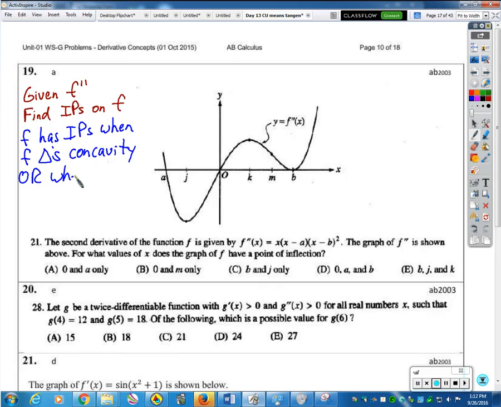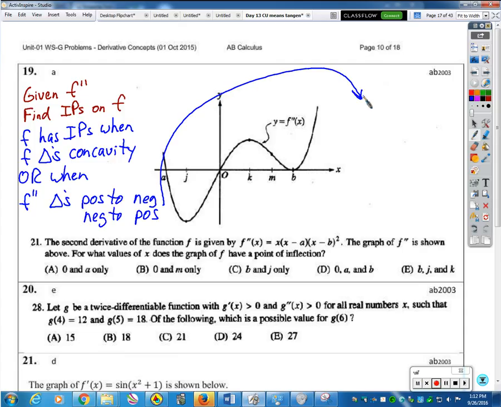What statement belongs here for this problem? Go, Ashley. When F double prime changes from positive to negative, or vice versa. Another question. So somebody tell me what I do after that. Need a volunteer, I'll help you do it.